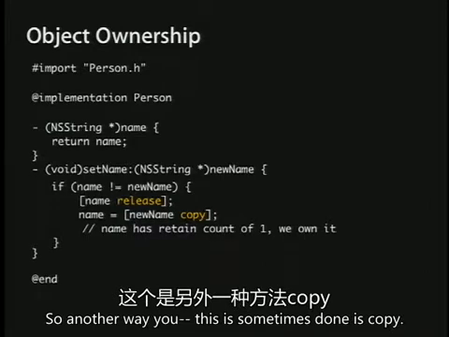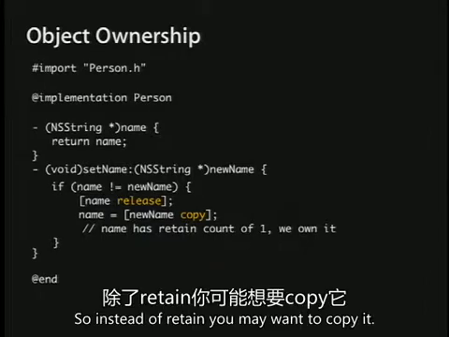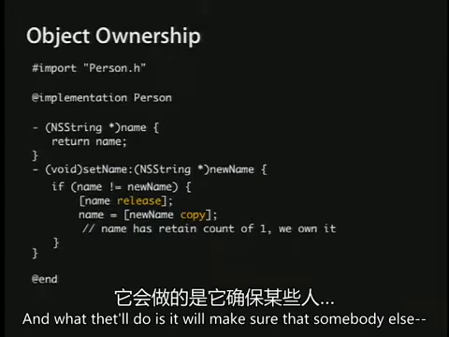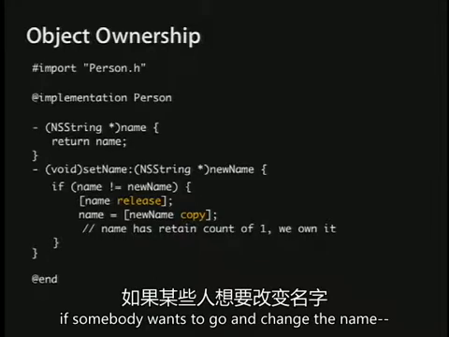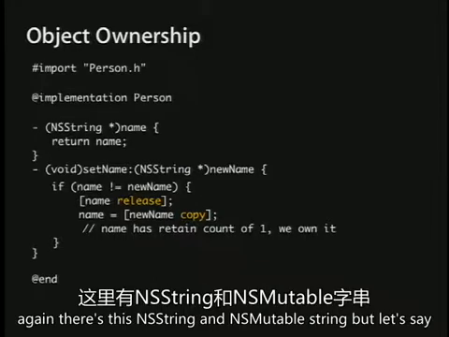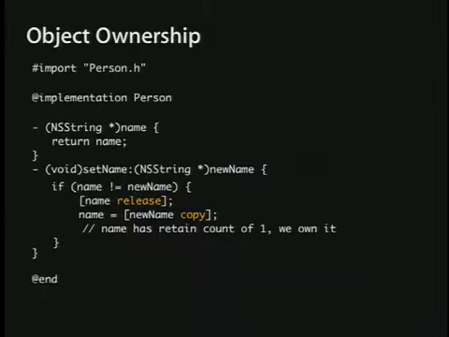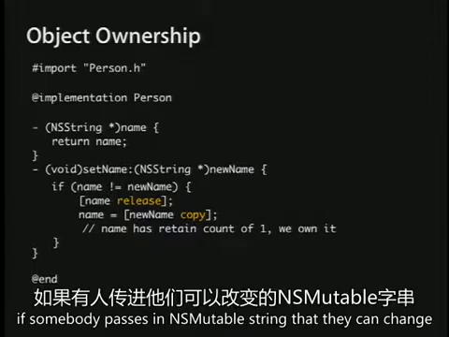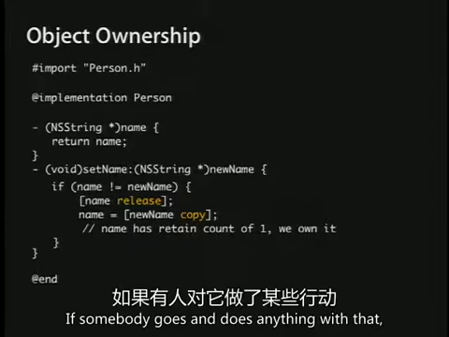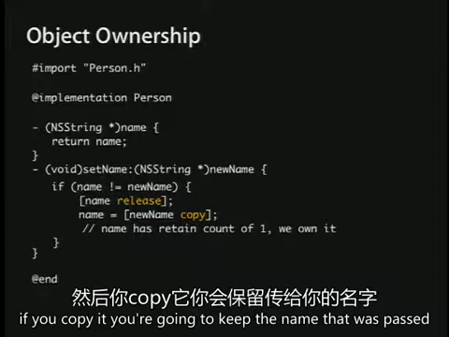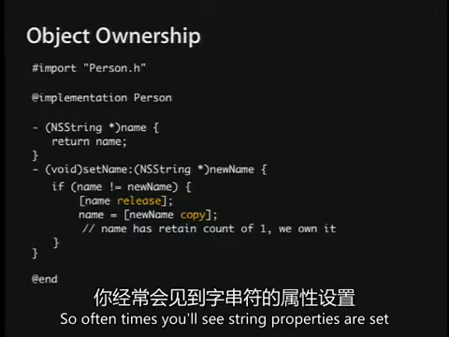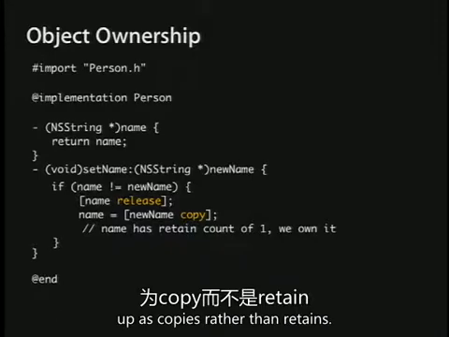So another way this is sometimes done is copy. Instead of retain, you may want to copy it. What that'll do is make sure that if somebody wants to go and change the name, again, there's NSString and NSMutableString, but let's say somebody passes in an NSMutableString that they can change. If you copy it, you're going to keep the name that was passed into you and it won't change from under you. So oftentimes you'll see string properties are set up as copies rather than retains.